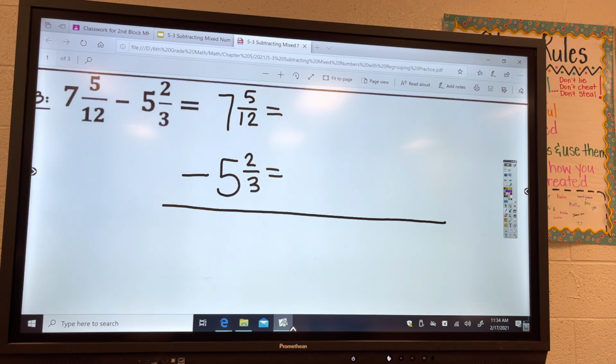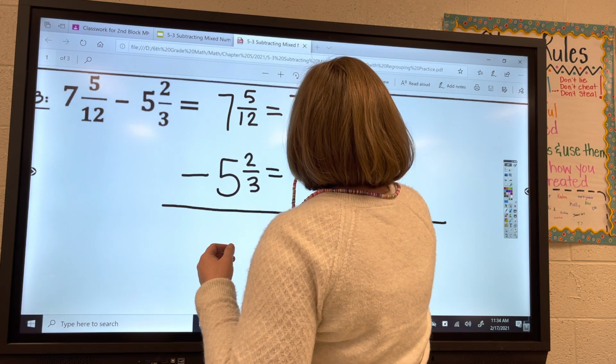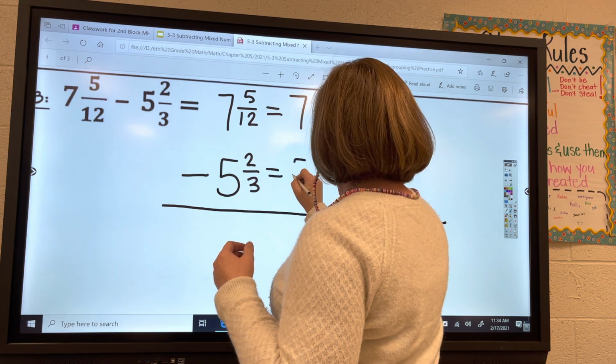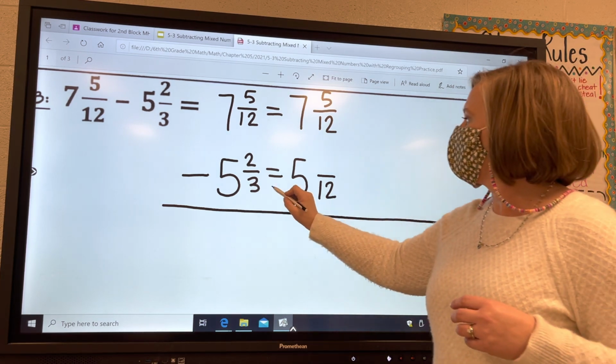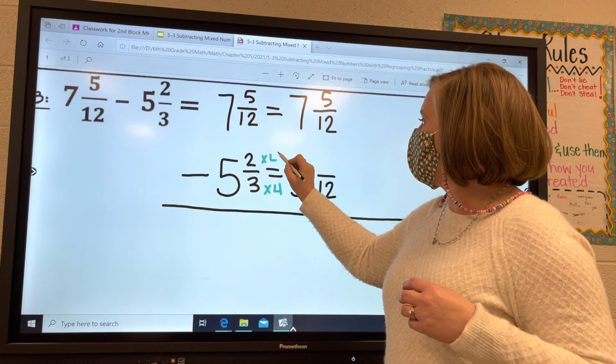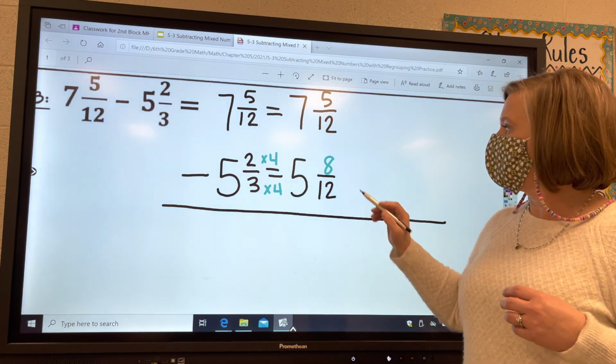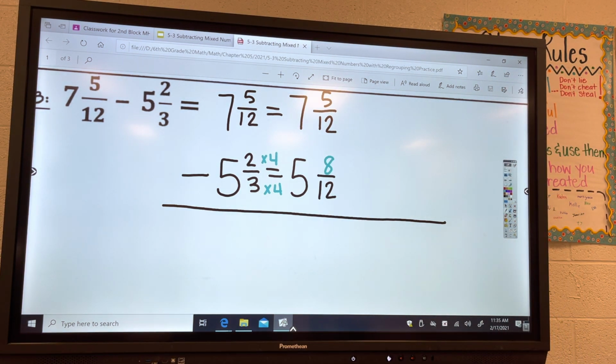What's the first question we ask ourselves? Is 12 a multiple of 3? Yes. So what's my common denominator? 12. So my top one stays the same. 3 times what is 12? 4. So 2 times 4 is 8. All right, TJ, can we do 5 minus 8? No. So what are we going to have to do? We're going to have to borrow.